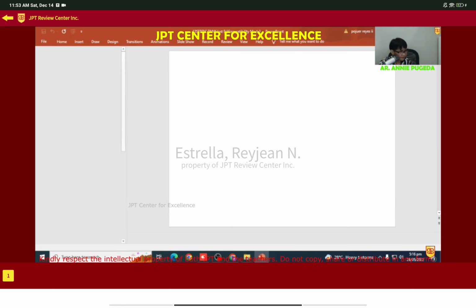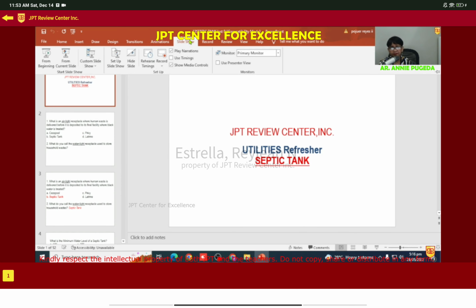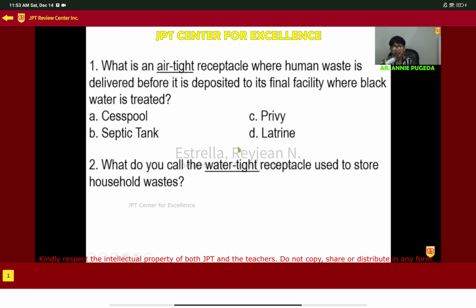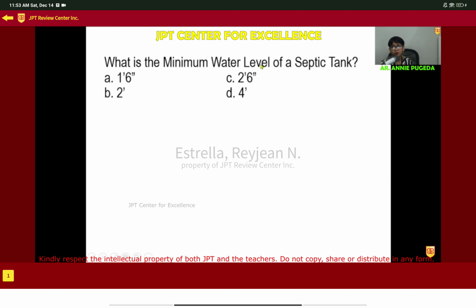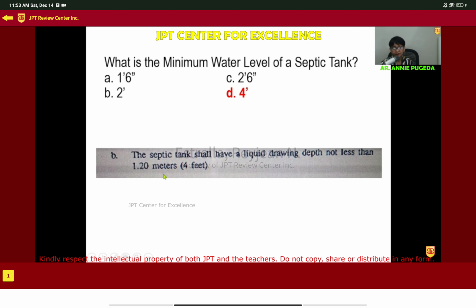O, konti lang to, septic tank. Septic tank. Oh, kita nyo? Airtight kagad eh. Airtight receptacle where human waste is delivered. Septic tank. So, airtight, ginawa nilang watertight. Septic tank pa rin yan. Play of words. Intindihin nyo lang. Minimum water level of a septic tank is 4 feet or 1.2 meters. The septic tank shall have a liquid depth of not less than 4 feet.